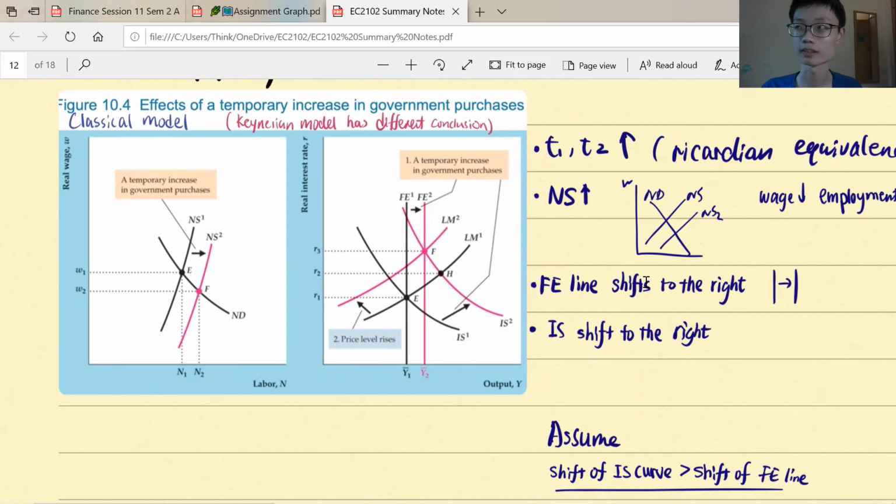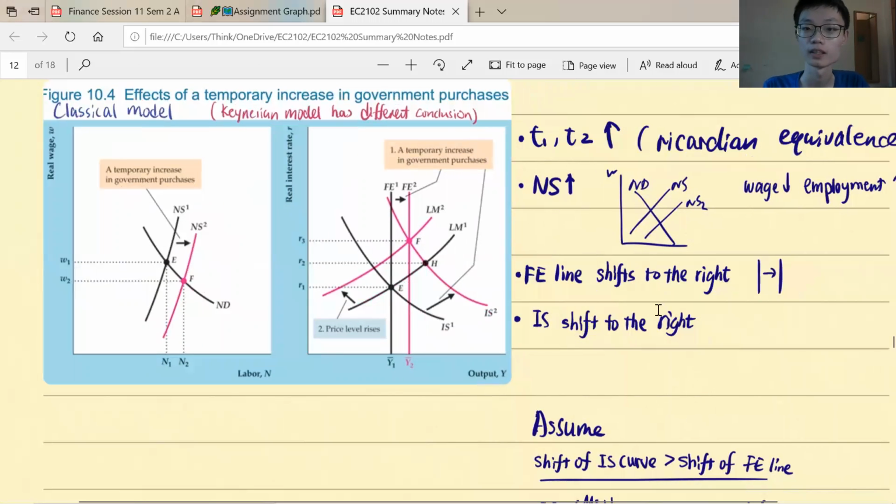But MPN is going to decrease. So the FE line will shift to the right. And the IS curve will shift to the right as well. Why? Let's look at the desired savings. The desired savings is the sum of the private saving plus the national saving. And currently the government spends more, so the national saving is going to reduce. So the desired saving is also going to reduce.